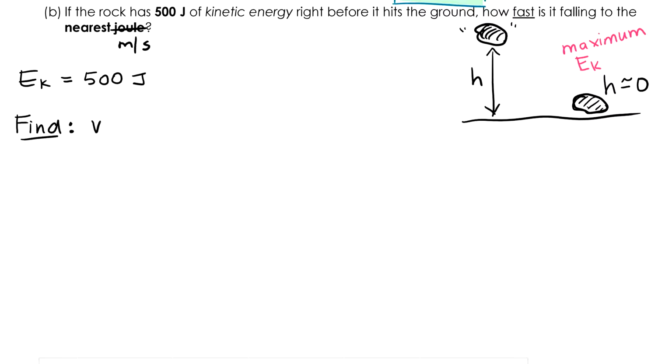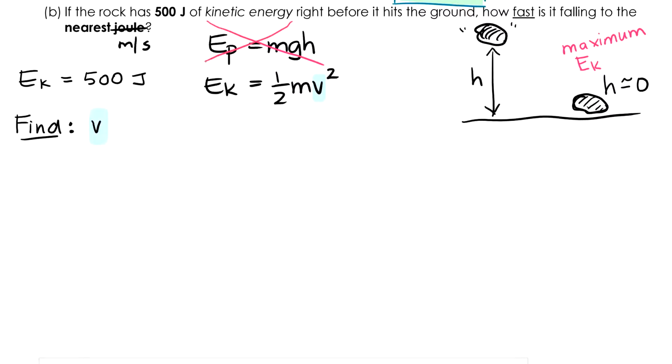Symbol for speed is v. So how do we solve a question like this? Well, we only know two formulas so far. We know potential energy equals mass times gravity times height, and we know kinetic energy equals 1/2 times mass times speed squared. We pick the formula that contains the quantity that we need. So the potential energy formula will not be helpful to us here. We need to use the kinetic energy formula.